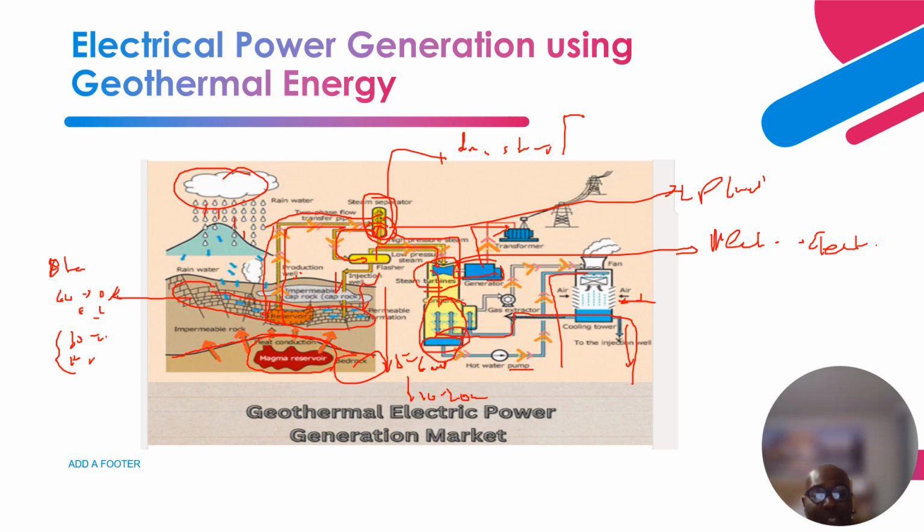Then you have a transformer that steps up the voltage from a terminal voltage of, let's say, 13.8 kV or 18 kV or 21.3 kV, up to 105 kV, 230 kV, 345 kV, 500 kV, 765 kV, and now we have ultra high voltage that is about 1100 kV.